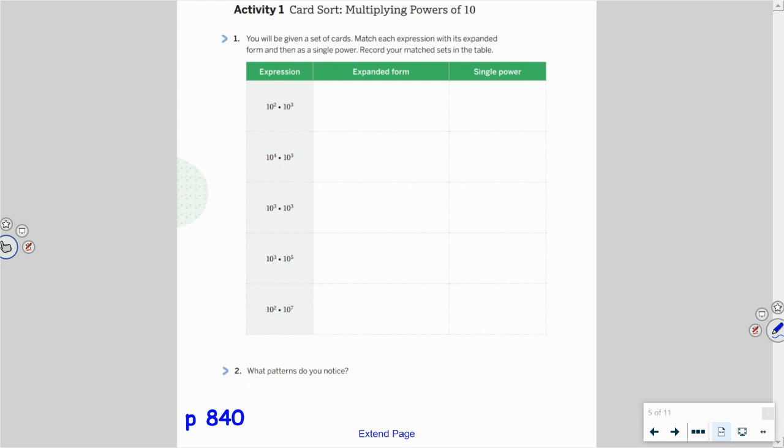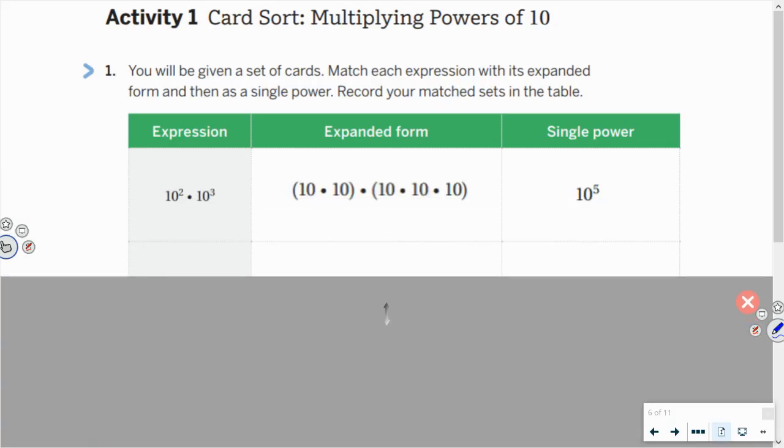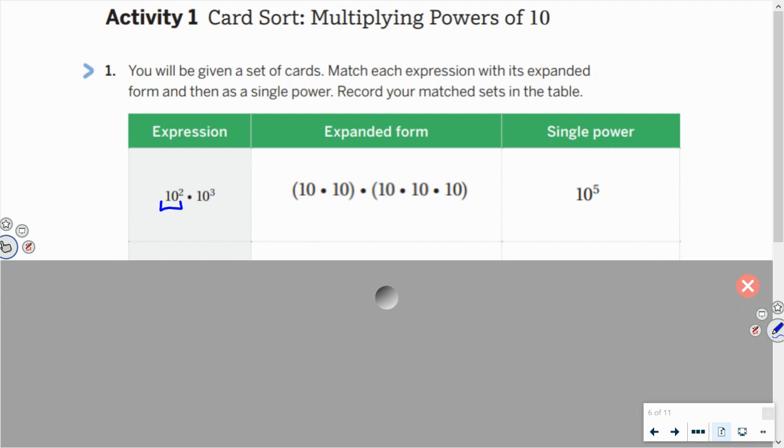Activity 1, ladies and gents. Let's go ahead and review some answers. I'm going to make this a little bigger. First case first, I see the power of 10 to the second, thus 10 to the second power, multiplied by 10 to the third. And that, in turn, would be equivalent to the expression 10 to the fifth power.